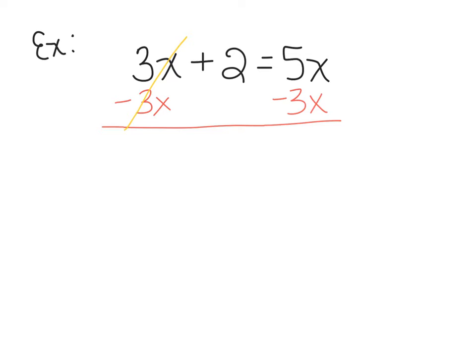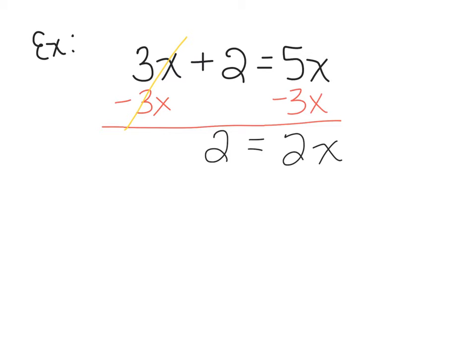Okay, so now what I actually have on the left hand side is 2. I have my equal sign, and then now I have the 5x minus the 3x, and that gives me 2x. Okay, so now we have a one-step equation. So again, it doesn't matter if your variables will be on the left-hand side or the right-hand side. We're going to do these the exact same way. So now I have 2 equals 2x.